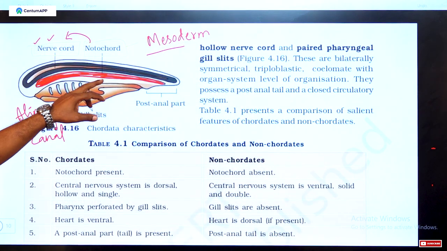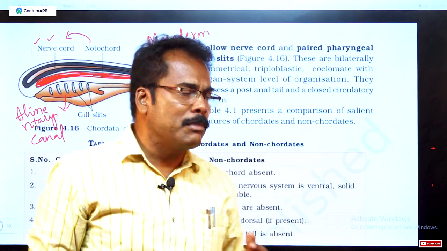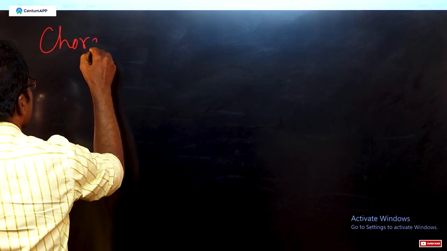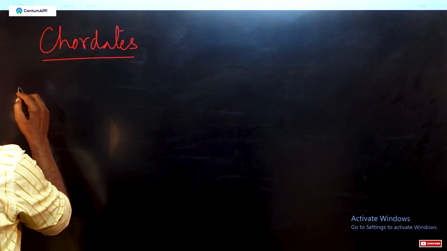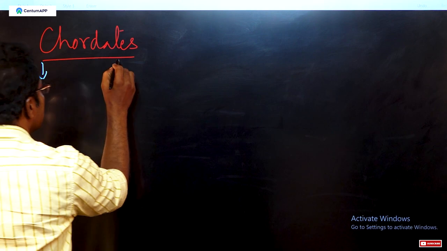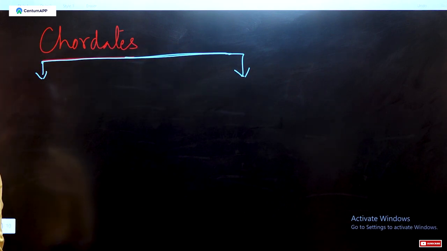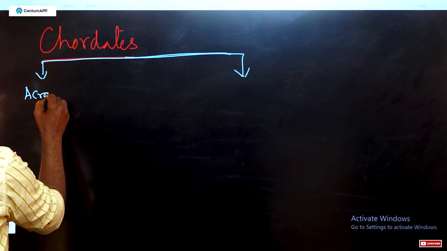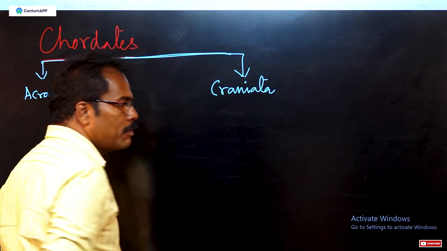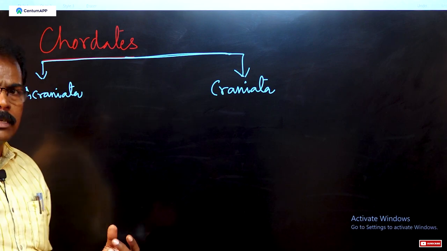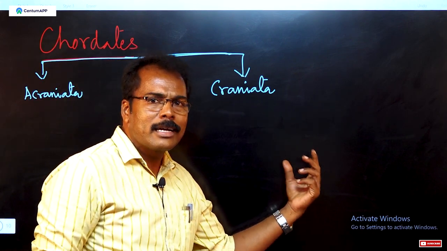The notochord is present in almost all chordates. Chordates can be classified into two groups, that is acraniata and craniata. The animals in which the cranium, that is a bony box, is absent, are called acraniata. The animals in which the bony box is present are the craniates.